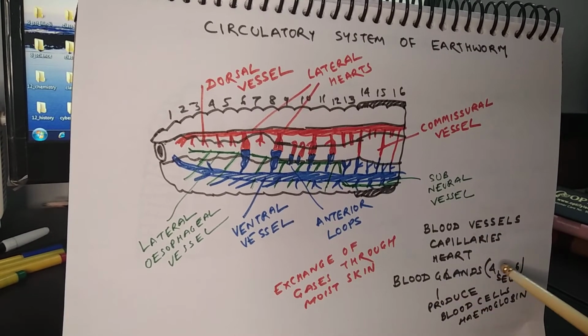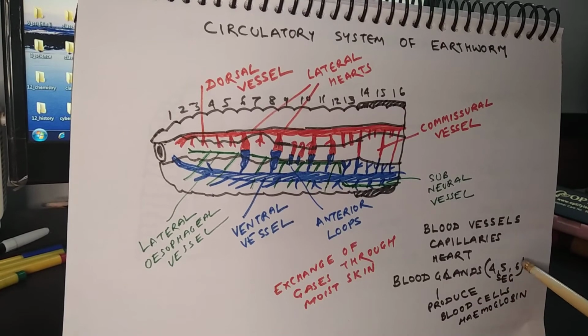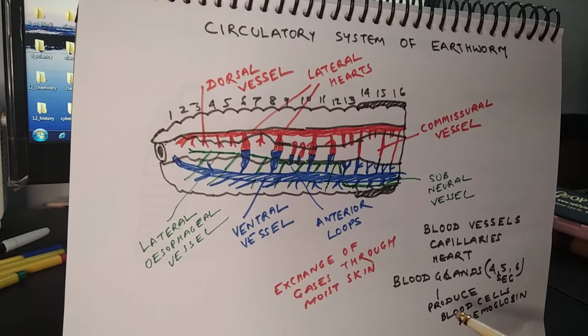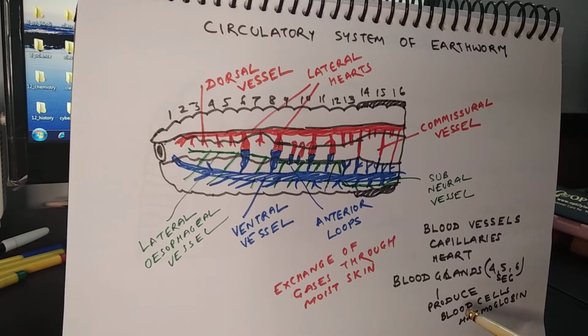Then there are blood glands present in 4th, 5th and 6th segments, and these glands produce blood cells and hemoglobin. The blood cells are phagocytic in nature, and hemoglobin carries oxygen.